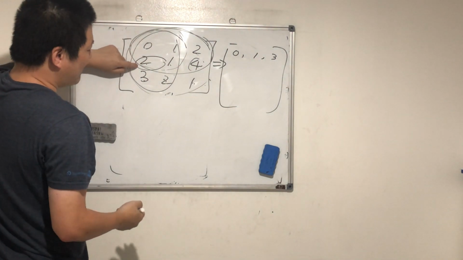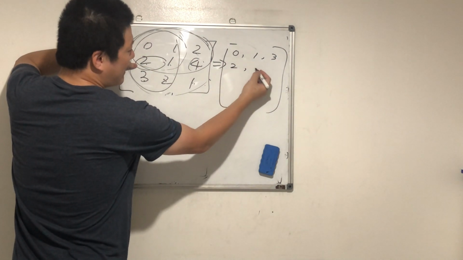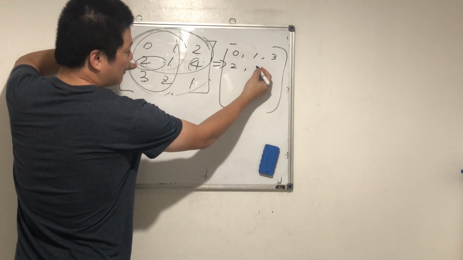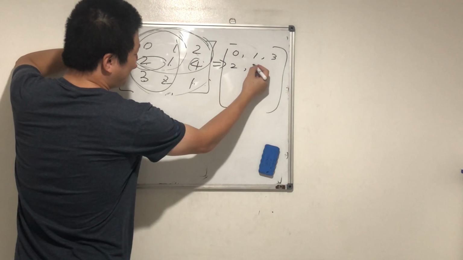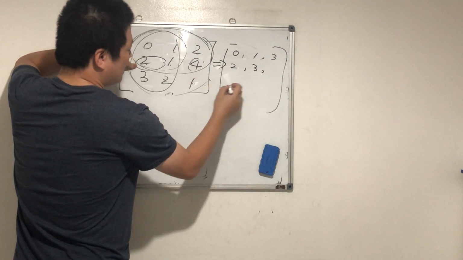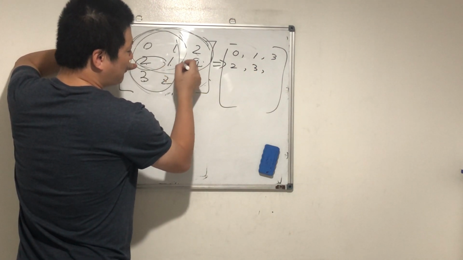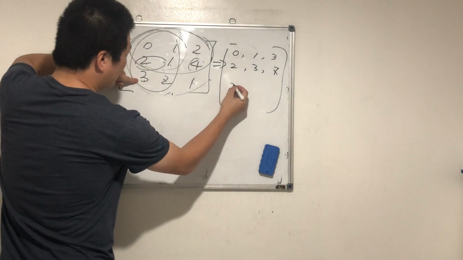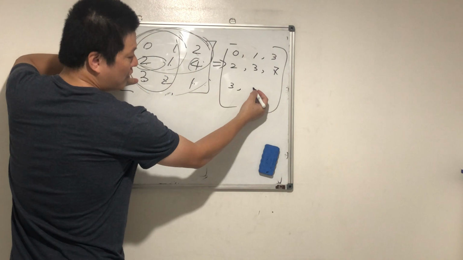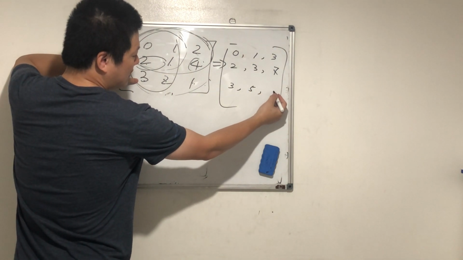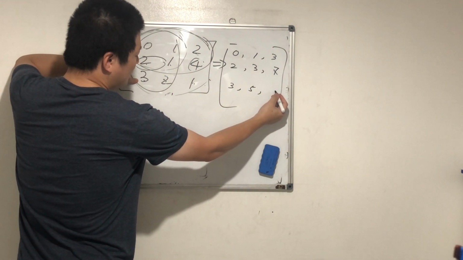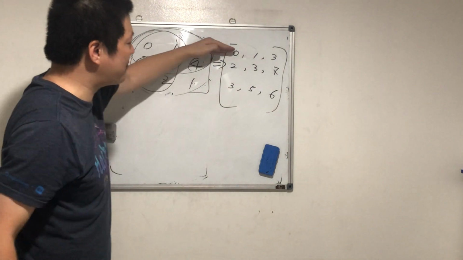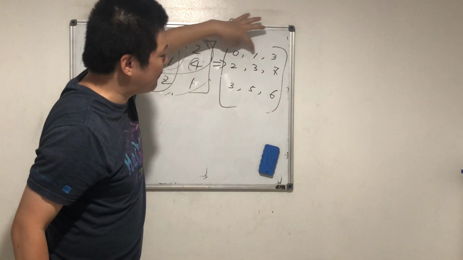Right, 2, and then what? 2 plus 1, 3. And then 3. And then what? 2 plus 1 plus 4, 7. Right? 7. And 3, 3 plus 2, 5, and 6. Okay, so now each row has its prefix sum, right?